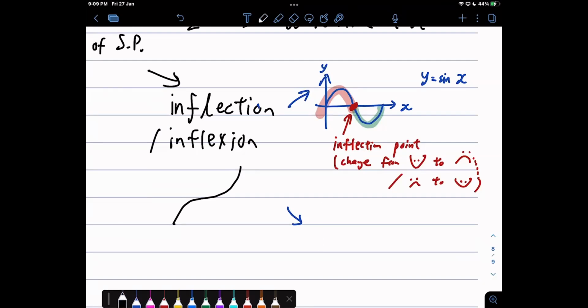Oh, actually, you know what? Let me just give you one more example. Of course, cosine will also have inflection points, but one more example will be tangent. Let me try and draw the tangent graph quickly. Can you see the inflection point over here? Not done yet. Let me draw one more like this. Can you see the inflection point over here and over here?